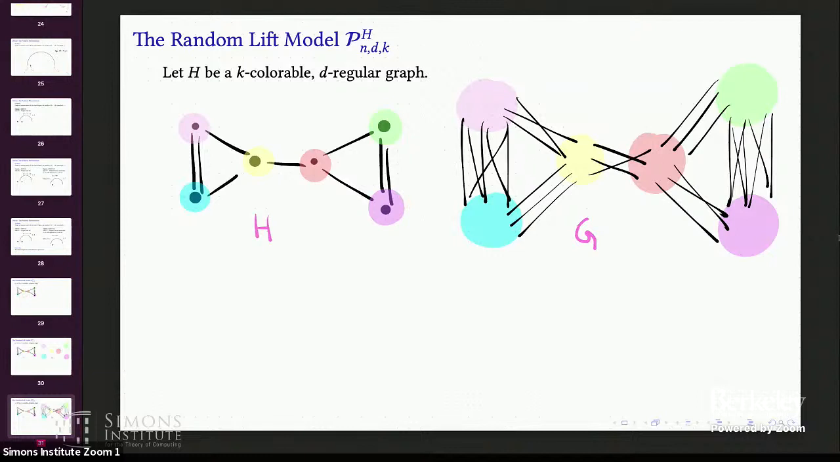And there's a couple of important things to say about this. One is that if H is k-colorable, G is k-colorable too, right? Because you can just lift the coloring up from the small graph to the big one. You want to see that?